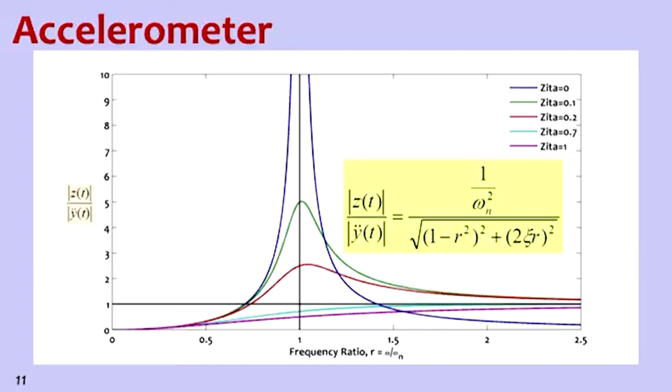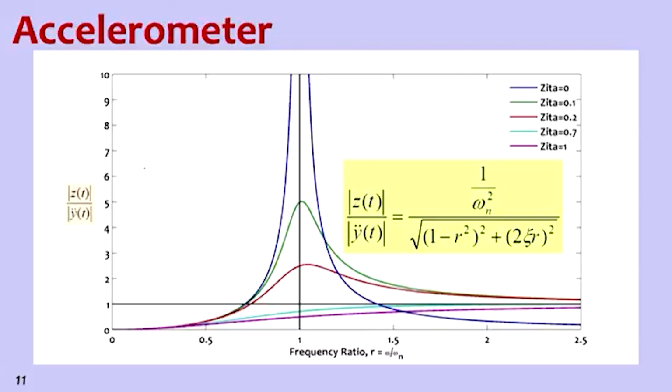Then we back substitute that, z by y double dot is equal to 1 by omega n square under root 1 minus r square whole square plus 2 zeta r whole square. Now in this, if we substitute r as 0, the denominator term will disappear and become 1. So z by y double dot is equal to 1 by omega n square. That's how, if we measure acceleration or measure z, we are getting ground acceleration from this one.